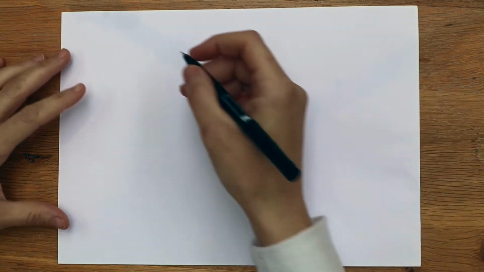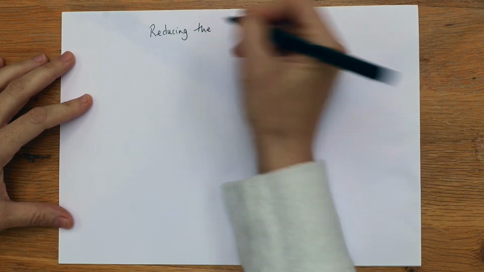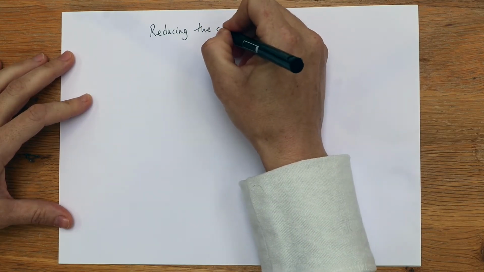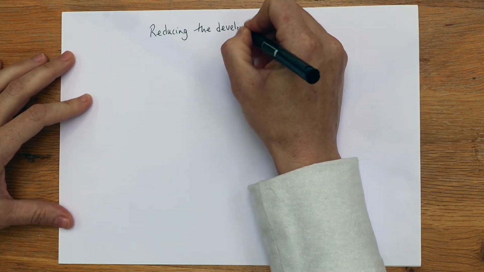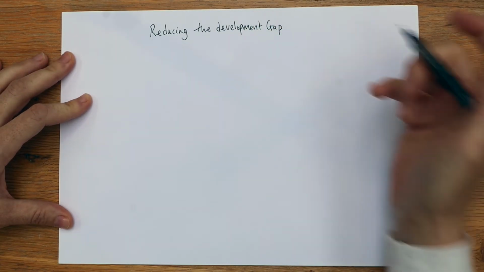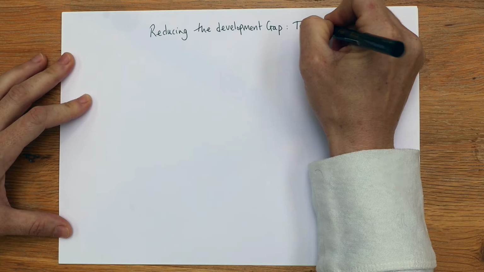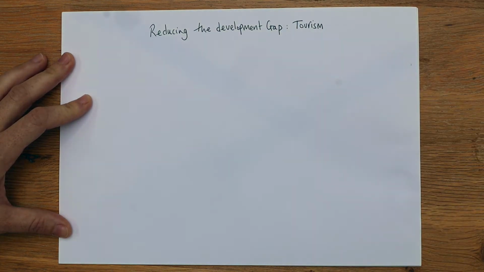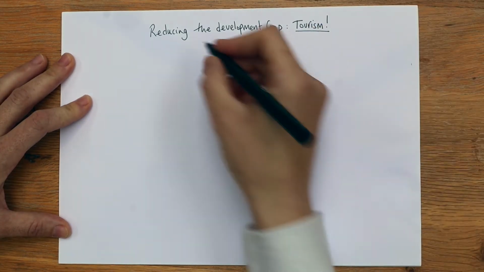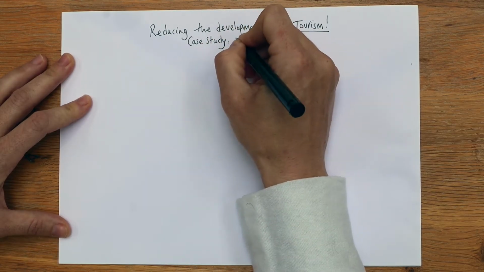Hey folks, so today we are looking at reducing the development gap through the use of tourism, basically as a strategy to help countries move from low-income countries to high-income countries. So if you just pop that down as your title, reducing the development gap. And there's many different ways that countries can do this. There's fair trade, there's aid, there's trade, but we're going to look specifically at tourism. Okay, and our case study, the best case study that we look at is Jamaica.